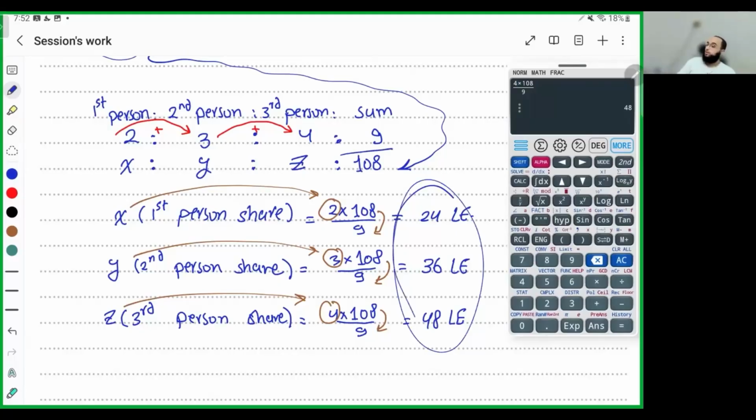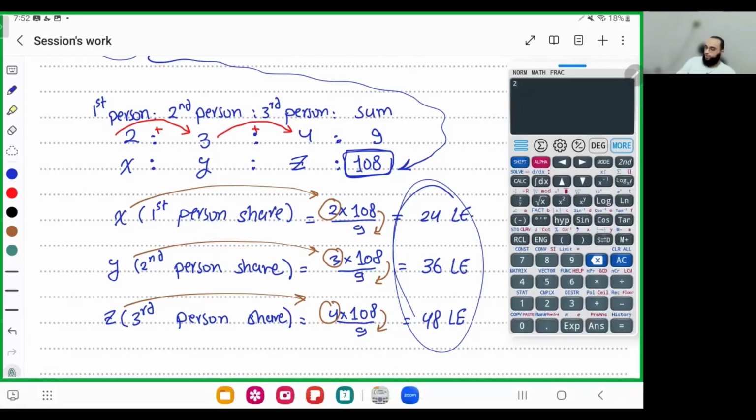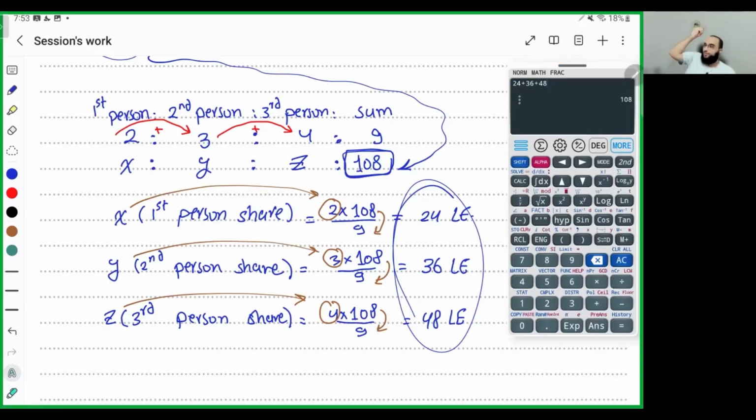Their sum must be what? 108. If you want to check if you are correct or not, add these 3 numbers together: 24 plus 36 plus 48. It should be 108. If it's anything other than 108, you are not correct, you have a mistake. But if we add them, 24 plus 36 and 48, the answer is 108. So we are actually correct. Okay, it's correct.